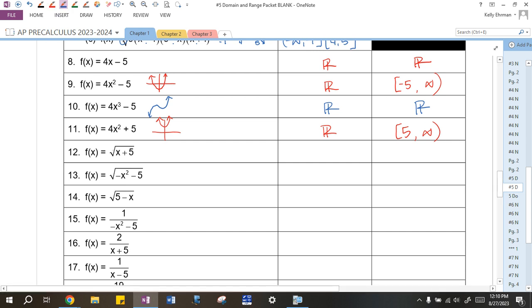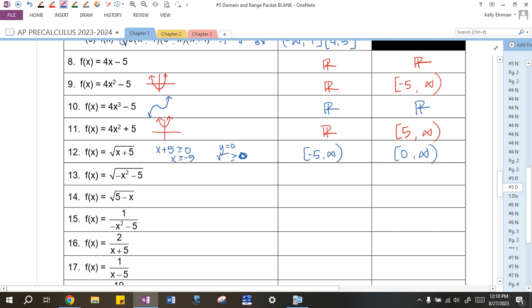All right, what about the square root of x plus 5? X plus 5 greater than or equal to 0. So -5 to infinity. A square root graph, y can equal 0, yes. A square root is always positive. Okay, so we've got 0 to infinity.